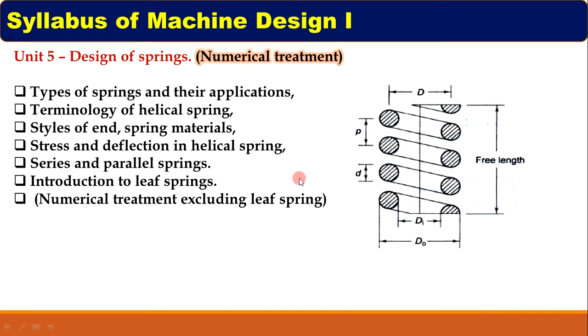Then also additionally, we have to study what types of stresses are induced in the spring, like direct shear stress and torsional shear stress, and we have to study its derivation. Also, we have to find the derivation for deflection. That means whenever force is applied on the spring, we know that the spring is going to deflect. So the equation for deflection we have to derive.